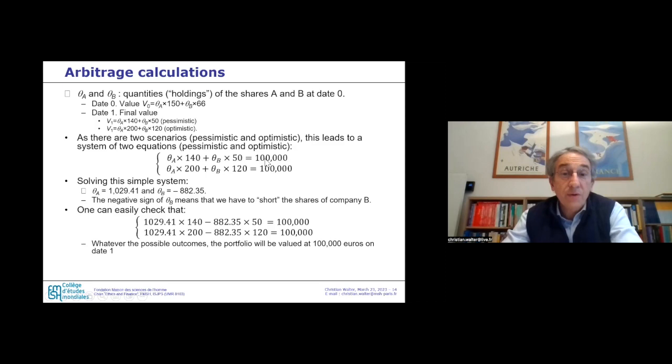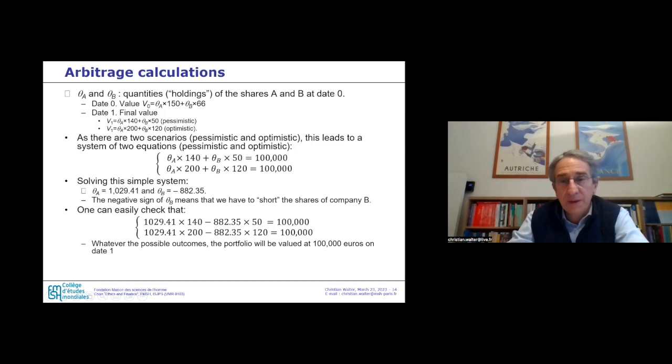So you have to find theta A and theta B to solve this system of two equations with two unknown variables, theta A and theta B. Just this system. If we do this, we will find that theta A is 1029.41 shares of company A, and theta B is minus 882.35 shares of company B. And the negative sign of theta B means that practically we have to short the shares of company B.